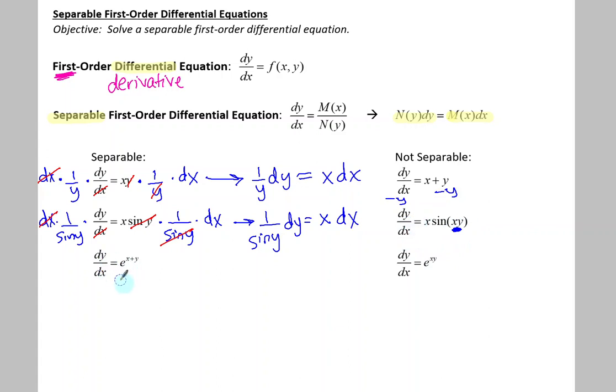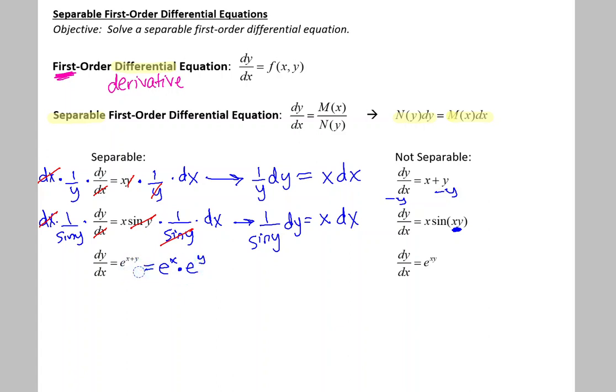This one is separable. Even though it looks like we're adding x plus y, we're doing it in an exponential function. This exponential function can be rewritten as e to the x times e to the y, using our properties of exponents, because we know that when we're multiplying numbers that have the same base, the exponents get added. So e to the x times e to the y is e to the x plus y.